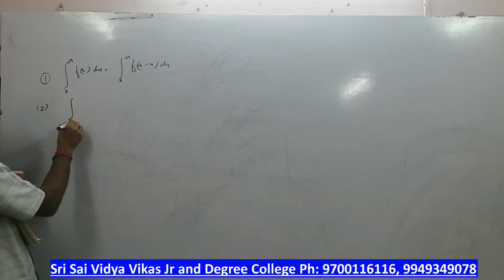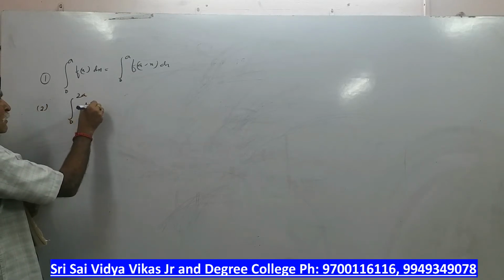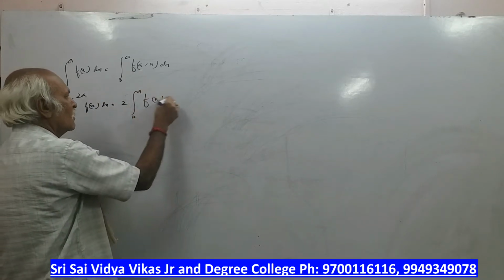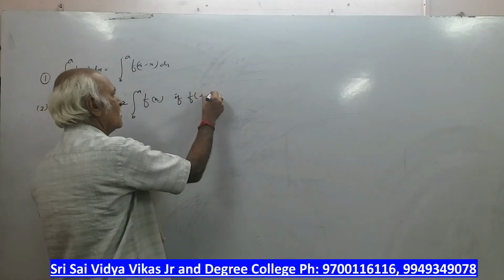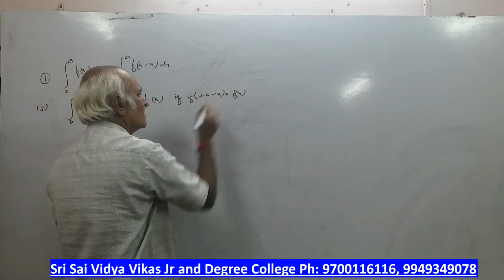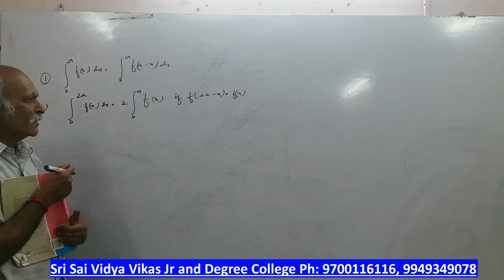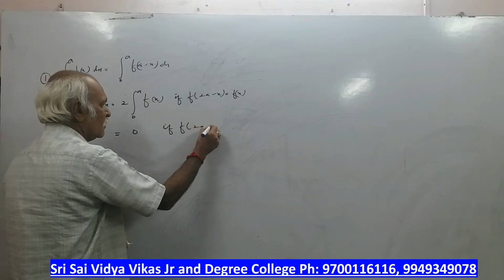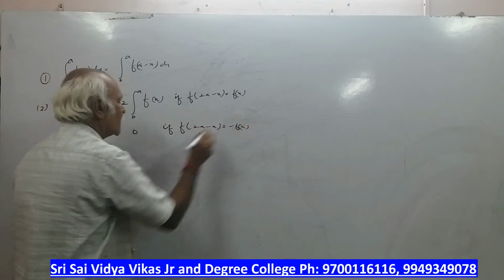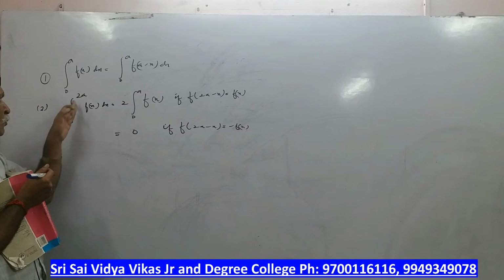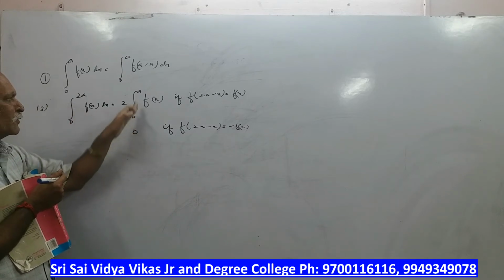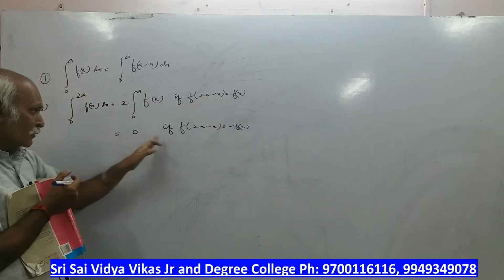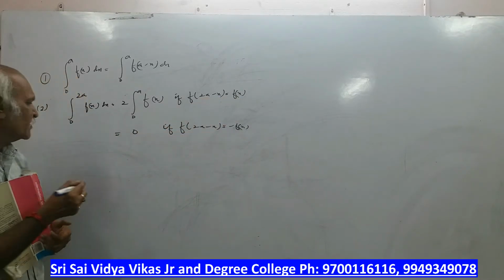Second formula: the integral from 0 to 2a of f of x dx is equal to 2 times the integral from 0 to a of f of x dx, if f of 2a minus x is equal to f of x. It is equal to 0 if f of 2a minus x is equal to minus f of x.